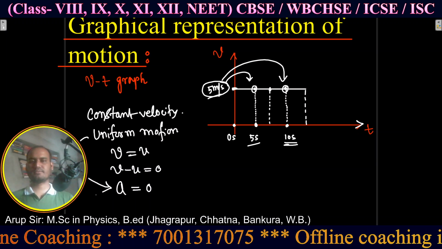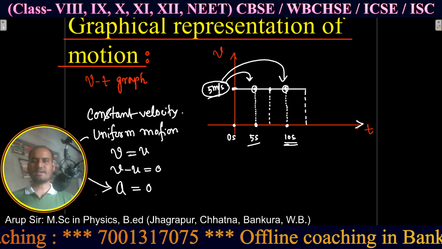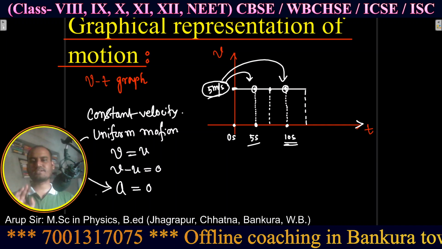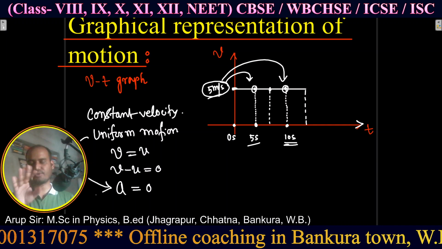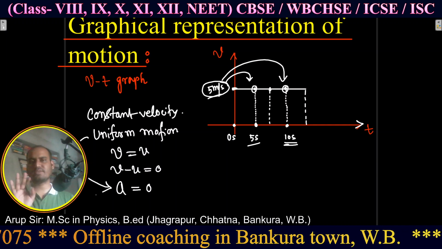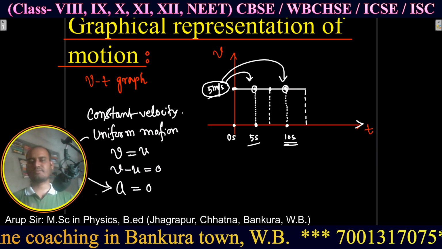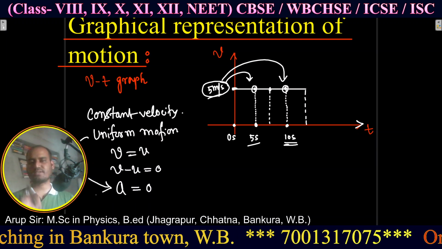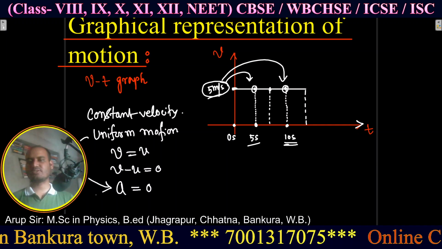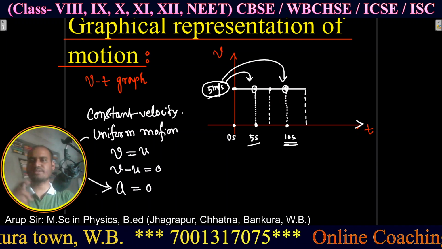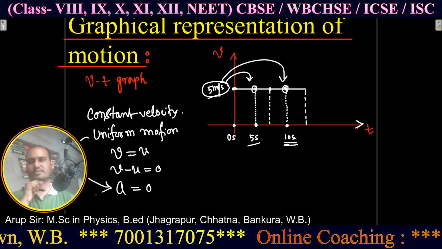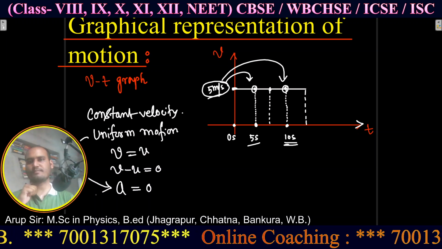Very much clear, right? a = (v − u)/t. This is the fourth lecture. In the fourth lecture we have already discussed that a = (v − u)/t, a constant velocity. How are we getting constant velocity? By the graphical representation, it is giving us constant velocity. Velocity is not changing with time.